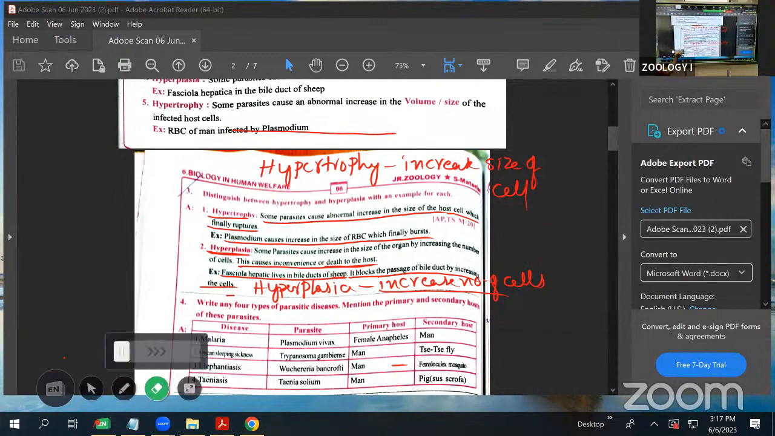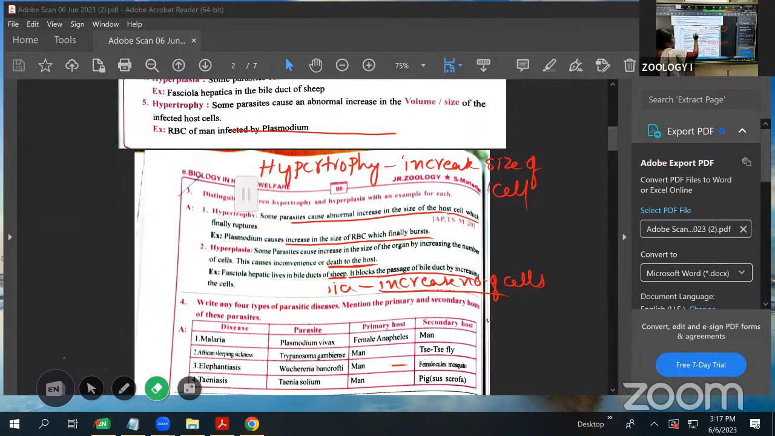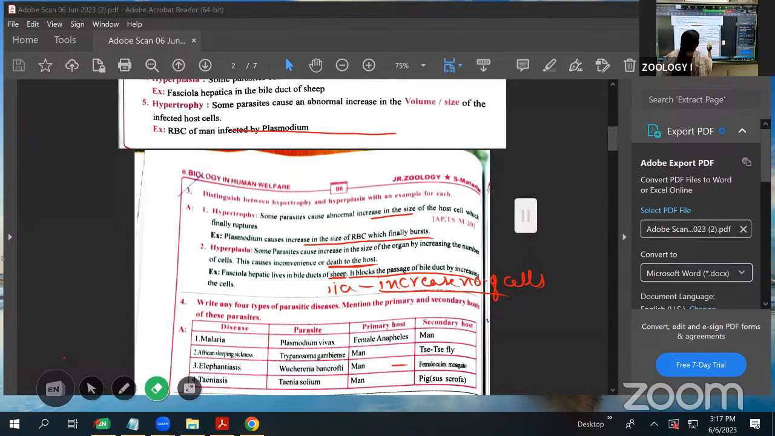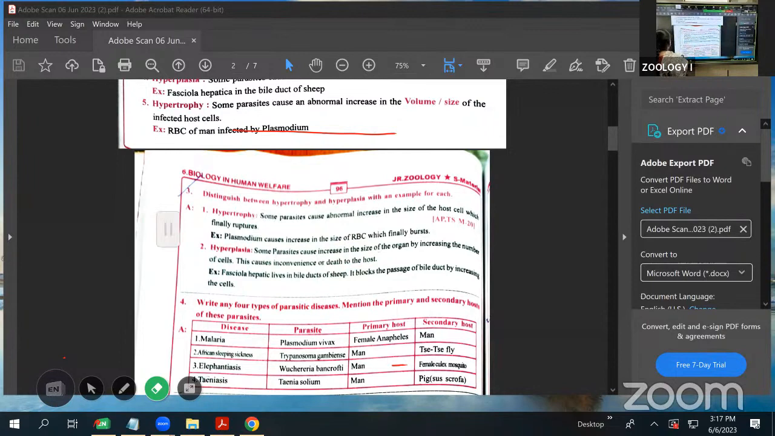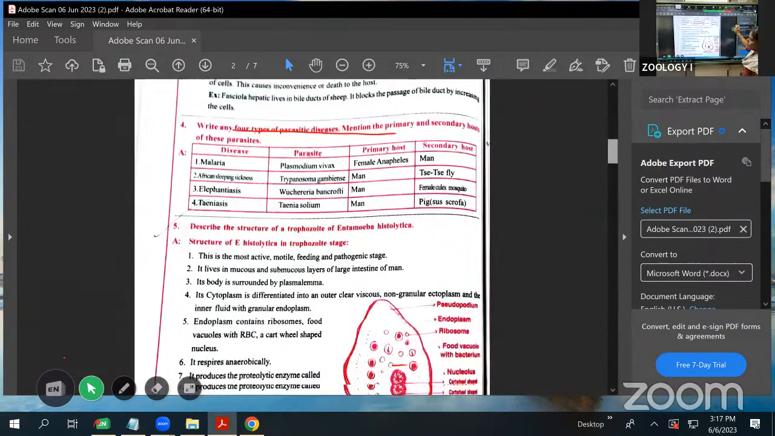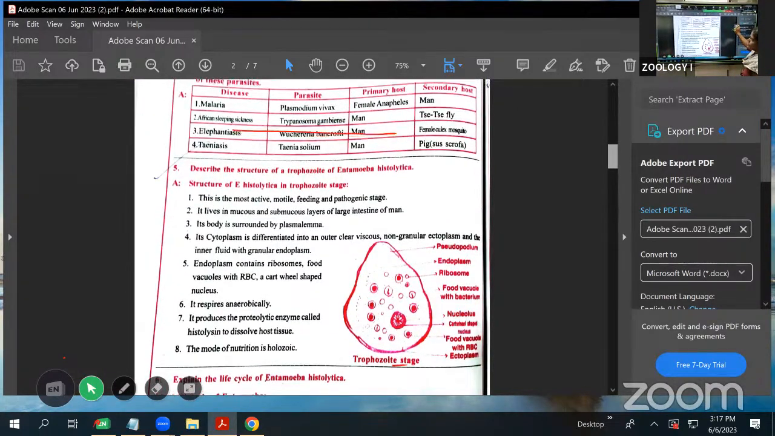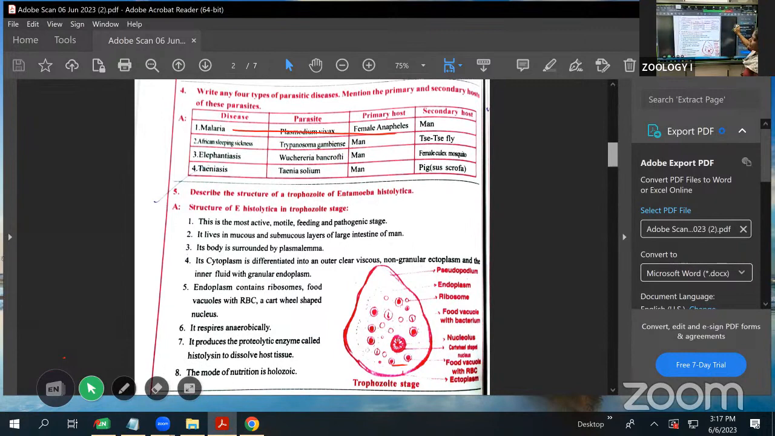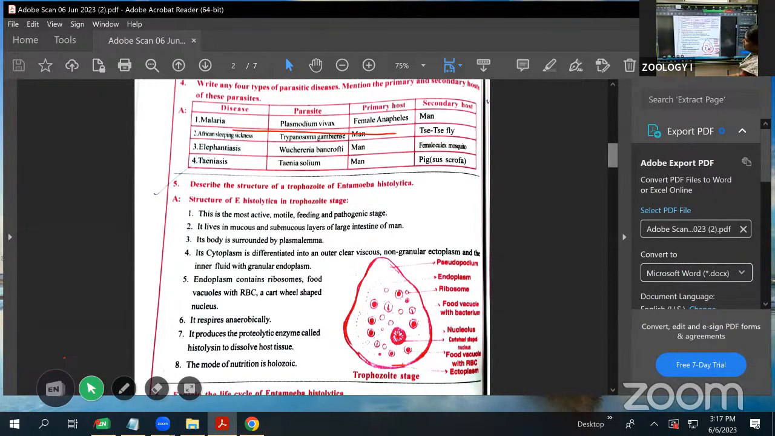Second SAQ. Next is not that much important, but anyway, I'll take this one. We already discussed it in the life cycle, so I will simply explain this.